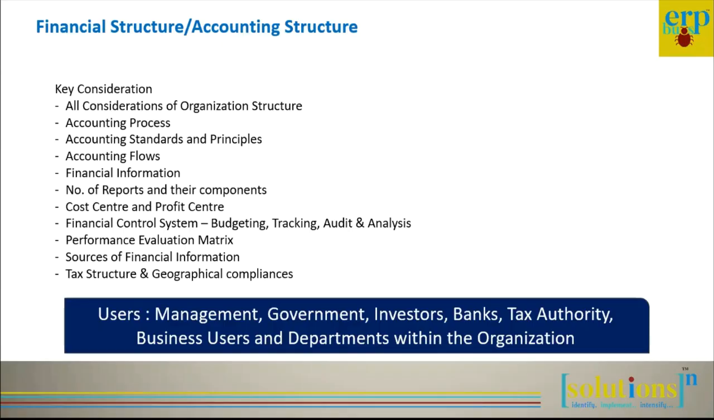Okay. Now, next is the financial control system. Financial control system is where you can decide what kind of budgeting you will have, what kind of tracking we can have, what kind of audit policies or analysis we can do. So that is also important when an enterprise decides to go for a structural design.